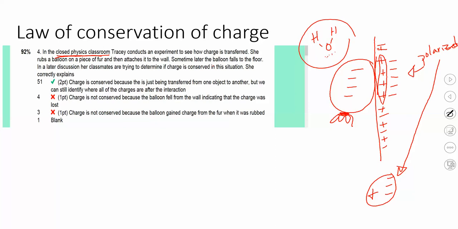The key here is that you picked up on the fact that this is a closed physics classroom. So in a closed classroom or closed, isolated environment, we know charge is conserved, and we can see it move. It says we transfer it from the balloon to the fur, right? And then it's transferred from the balloon to the air. And the air is still within the classroom, and so this is still a closed system, and things are just moving around.